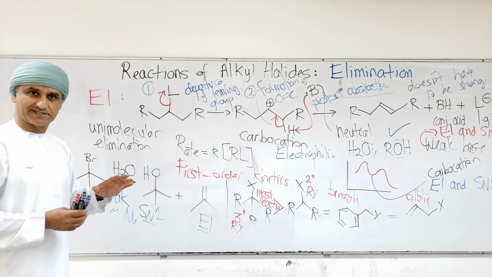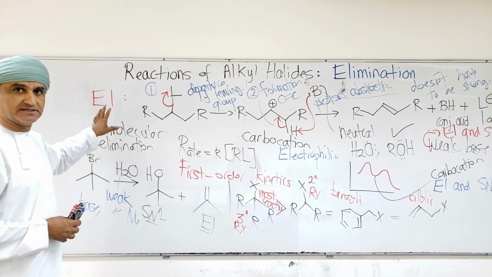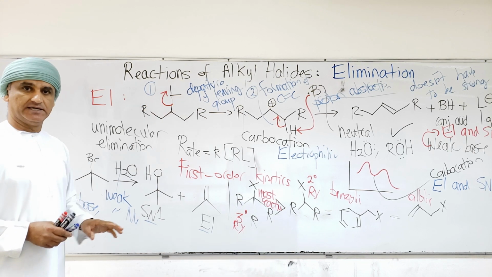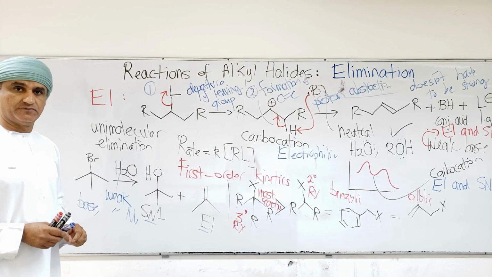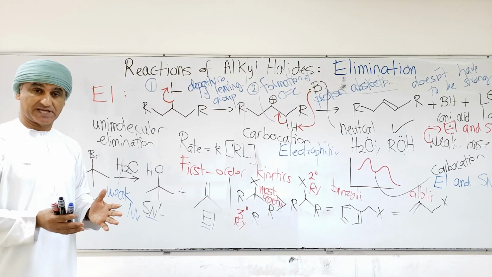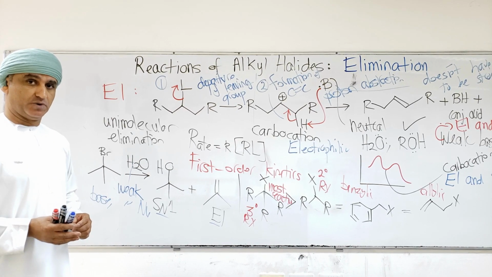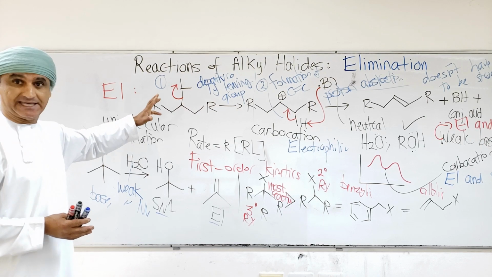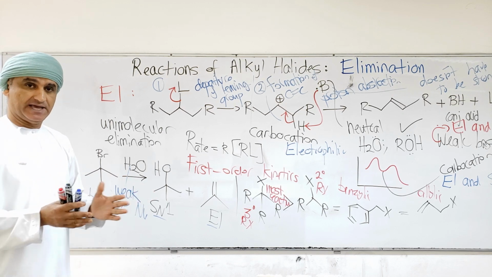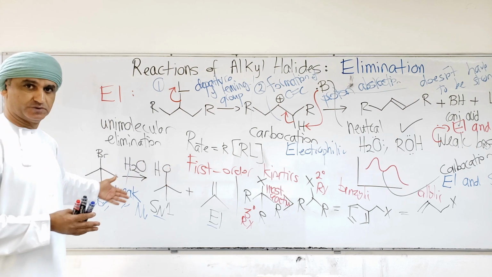So to conclude this lecture on the E1 mechanism, the E1 mechanism is a two-step elimination. Step one involves the departure of the leaving group to form a carbocation. Step two involves proton abstraction by a base and formation of a carbon-carbon double bond. Because of the mechanism of the reaction, the base doesn't have to be strong. A weak base can do the job, and not only can it do E1, it can also do SN1.